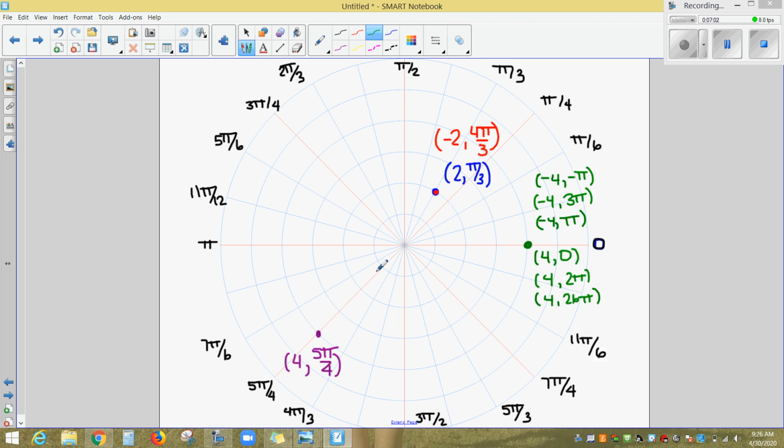In the next video, we're going to talk about going back and forth between the rectangular coordinate system and the polar coordinates, and how we can talk about them in either system.